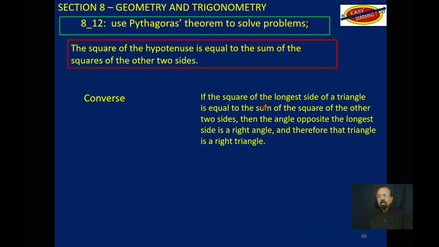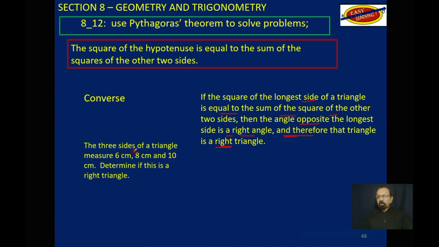Another example. If the square of the longest side of a triangle is equal to the sum of the squares of the other two sides, then the angle opposite the longest side is a right angle, and therefore the triangle is a right triangle. So the three sides of a triangle measure 6 centimeters, 8 centimeters, and 10 centimeters. Determine if this is a right triangle.